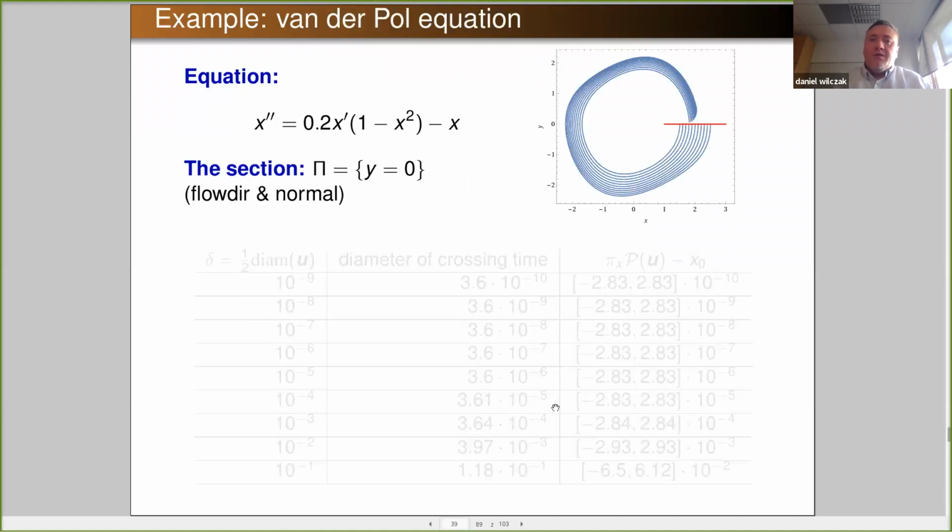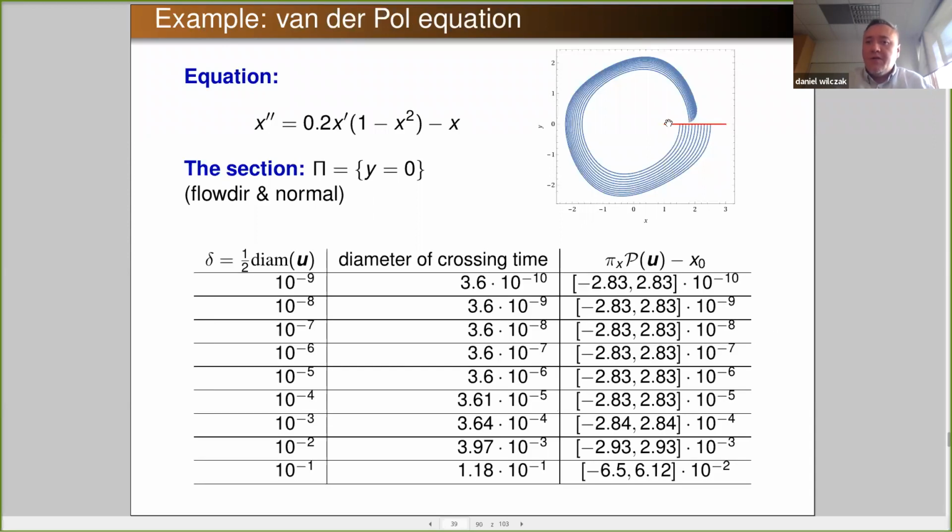Here is an example on the van der Pol equation. Choosing naively our section y equal to 0, we rigorously compute a bound for the Poincaré map for a set of initial conditions centered at the approximate periodic orbit of that size. The first column in this table shows the bound for the diameter of the crossing time, and the second column shows the bound for the Poincaré map, in this red line segment. We can see that the diameter of the crossing time increases more or less linearly with the diameter of the initial set.